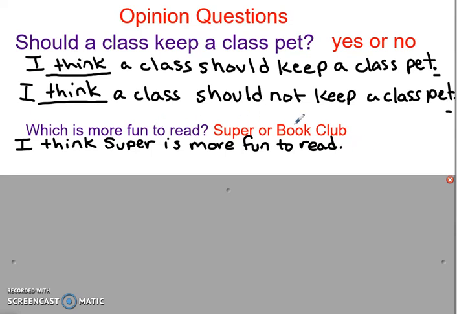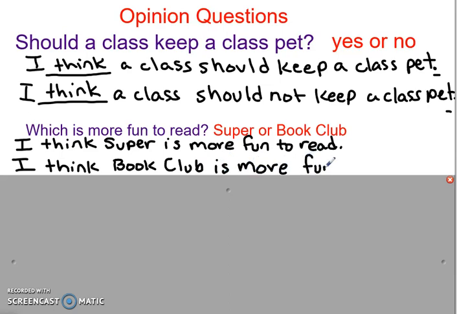Or, if you chose Book Club, you would say, I think Book Club is more fun to read. So we took our question and we turned it into a statement by starting again with the words I think, then by making our choice, and then by finishing up by using the words from the question in our sentence. We ended our sentences with periods because these are statements.